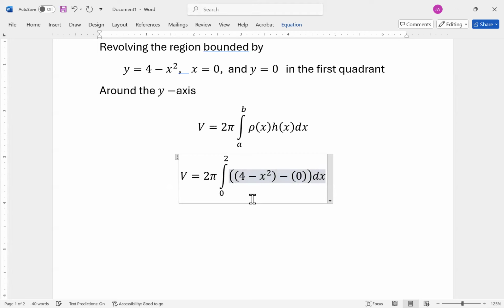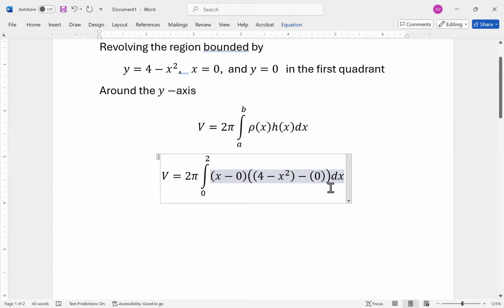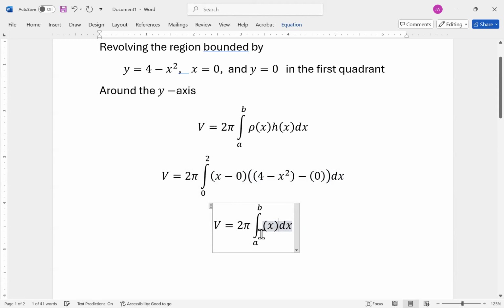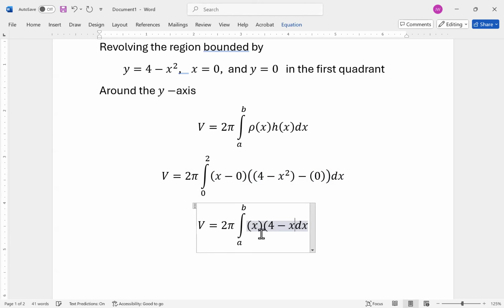I replace rho of x with the radius. Again, the radius is x minus 0. And this becomes the calculation for the volume. If you'd like to make this look a little bit nicer, obviously you can. You can say x minus 0 is just x, and 4 minus x squared minus 0 is just 4 minus x squared. This is pretty easy to calculate by hand if you'd like.